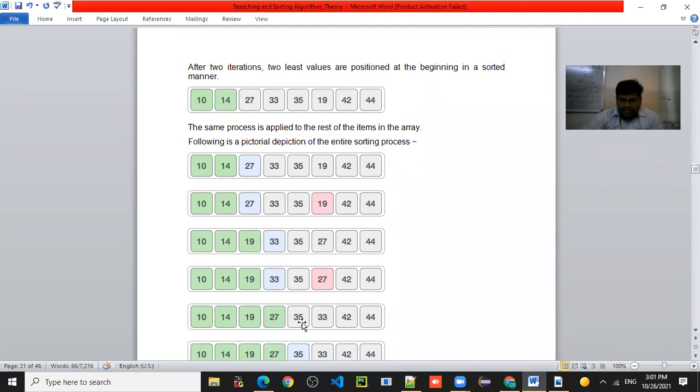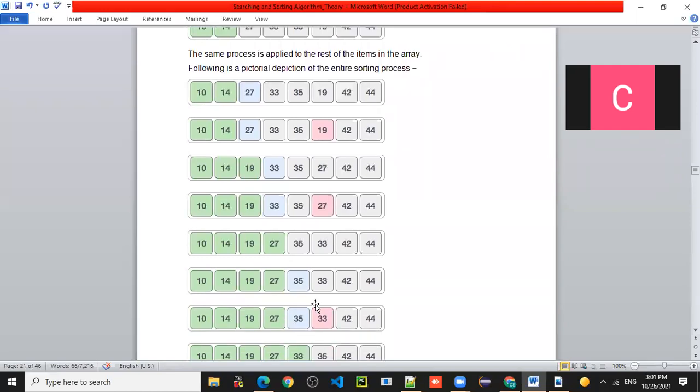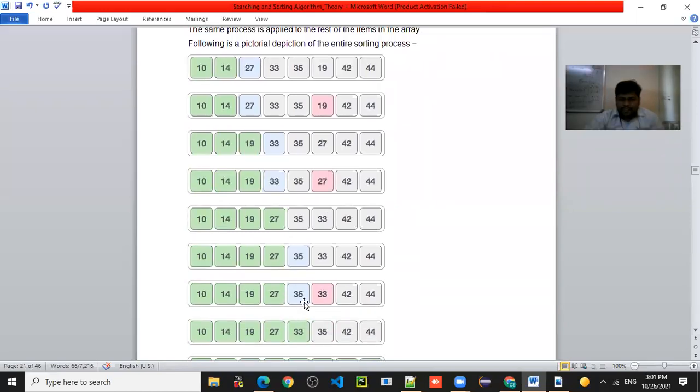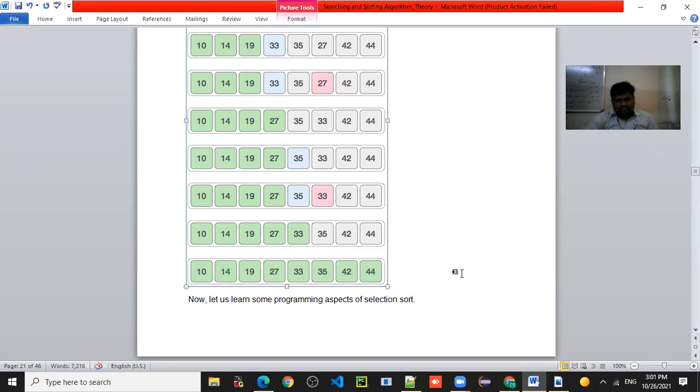Now how many elements are sorted? So 4 elements are sorted. Now consider next, 35. Compare with the remaining elements. Who is the smallest? 33 is smallest. So replace 33 with 35, right? Now after that, find out the next smallest element. 35 itself is the next smallest element. After that, 42 is the next smallest element, and 44. Now here we got the list in a sorted order.